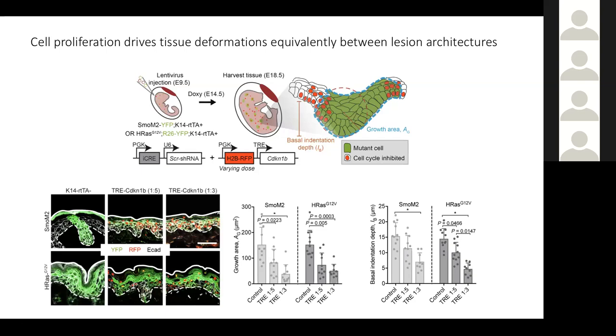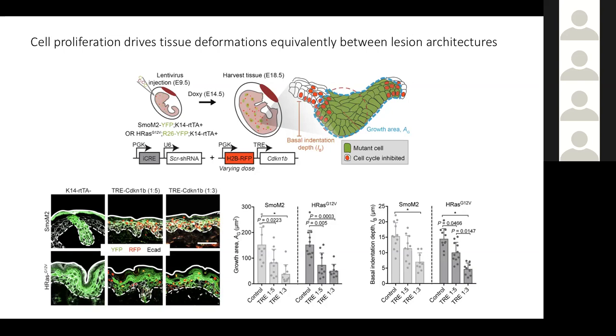When we decrease the proliferation rate of cells within these mosaic tissues, the main effect we see is that the growth area of the individual clones diminishes. And this is just by titrating the amount of the cell cycle inhibitor within the tissue, as does the indentation depth or general deformation of these lesions within the tissue. So in a dose-dependent manner, if you decrease proliferation, you decrease the growth of these lesions, and you decrease their ability to deform out of the normal epithelial plane. This is the same irrespective of the mutation that's being activated.